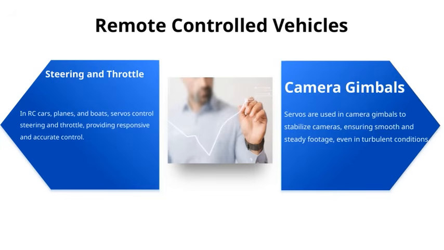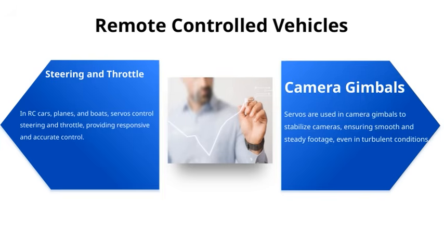In RC cars, planes, and boats, servos are essential for controlling steering and throttle. They respond quickly and accurately to our commands, giving us precise control over the movement and speed of our models. This responsiveness is what makes these vehicles so fun and realistic to operate. Moving on to camera gimbals, servos play a crucial role here as well. They help stabilize the camera, ensuring that footage remains smooth and steady, even when the vehicle is bouncing or experiencing turbulence. This stabilization is key for capturing high-quality video, especially in dynamic environments.